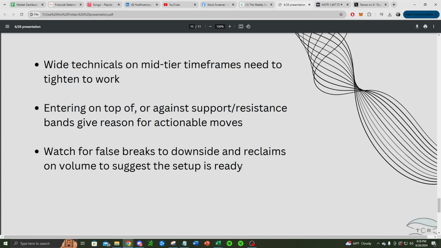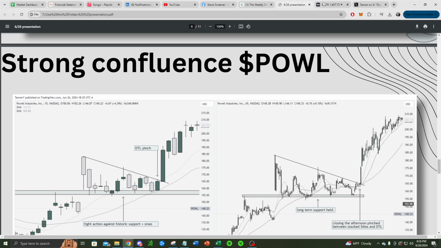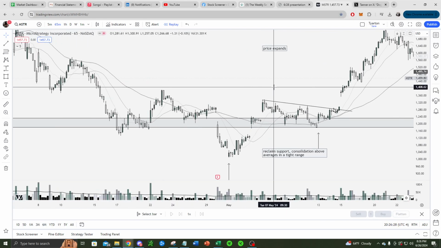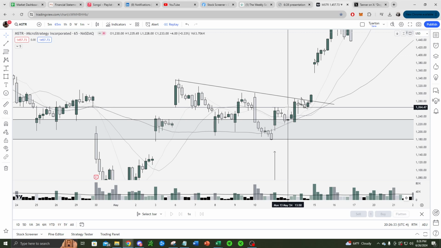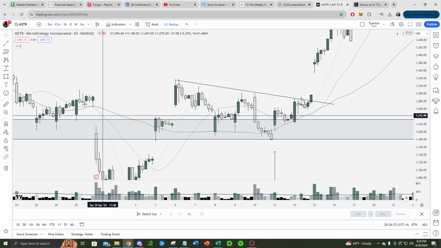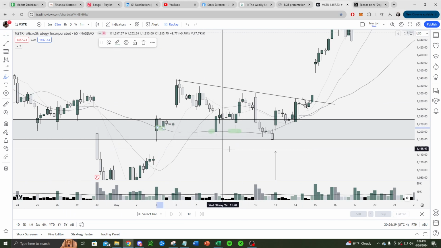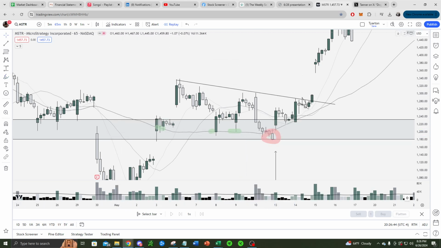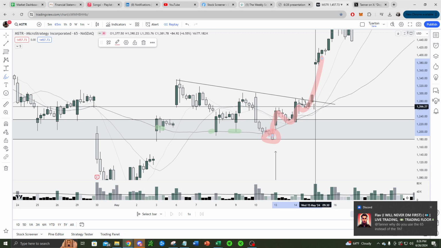And then watch for false breakouts at downsides and reclaims on volume to suggest the setup is ready. The undercut and rally is like all time. I mean, it's phenomenal. You're going to see that so often on so many setups, and usually right after the undercut is when you're going to get the rally. So you can see here on MSTR, right? Bounce, bounce, bounce, undercut. Here's your undercut, and then right after it is your rally that ends up being the breakout point.